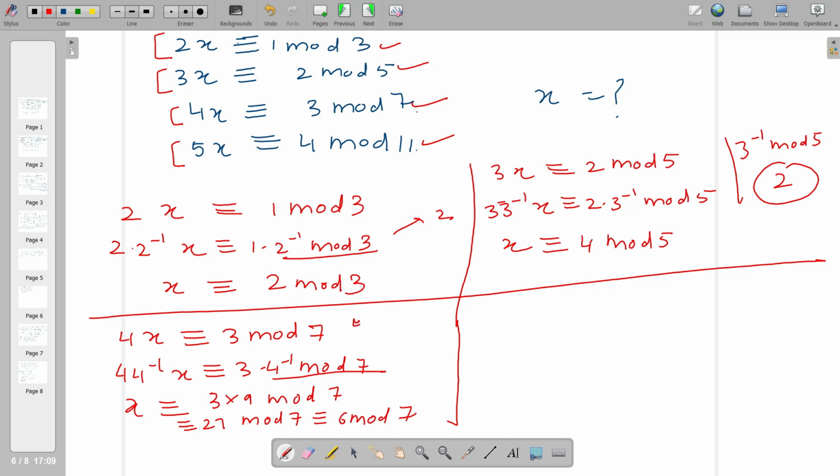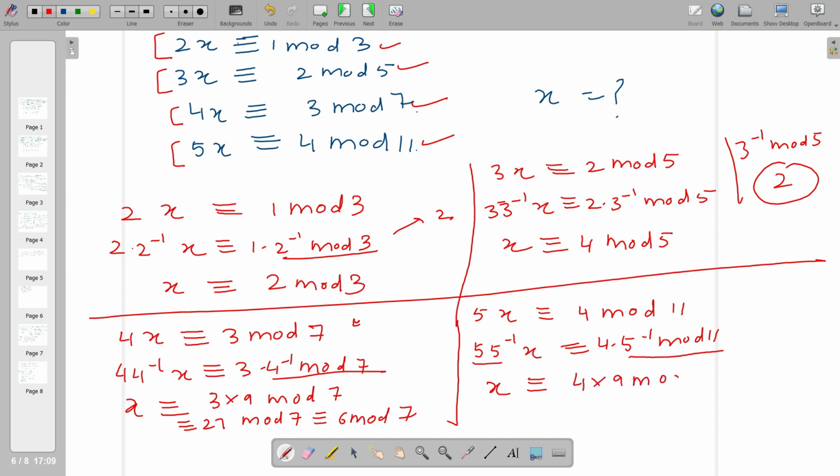Now the last one, the fourth equation, is 5x is congruent to 4 mod 11, and we multiply with 5 inverse on both sides. 5 into 5 inverse x is congruent to 4 into 5 inverse mod 11, and 5 inverse mod 11 comes out to be 9. So 4 into 9 mod 11, either we can write 36 mod 11, or simplify it to 3 mod 11. So now we have rewritten the equations.